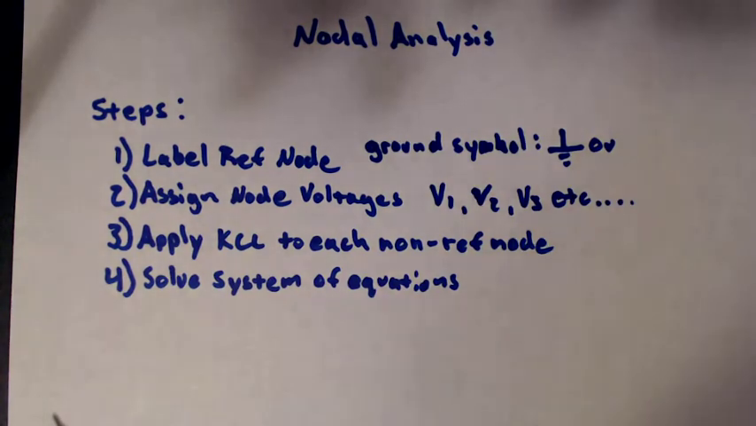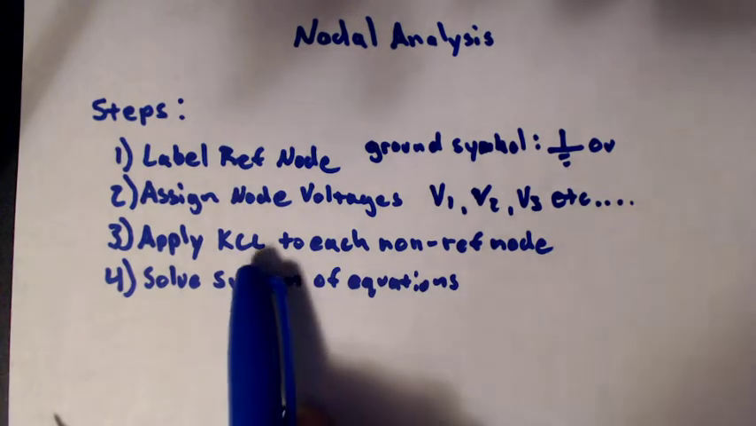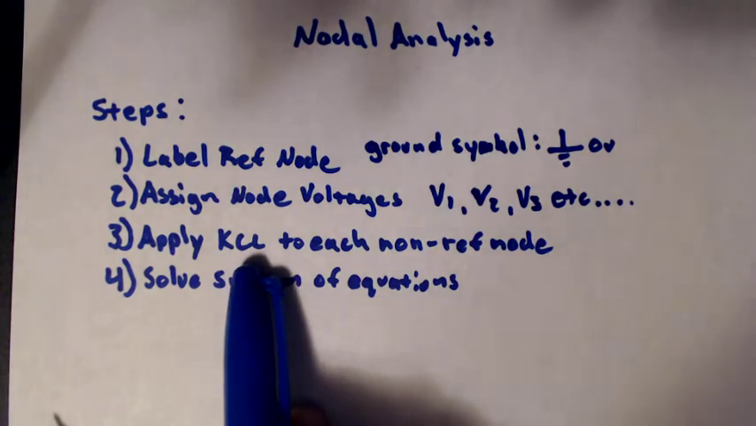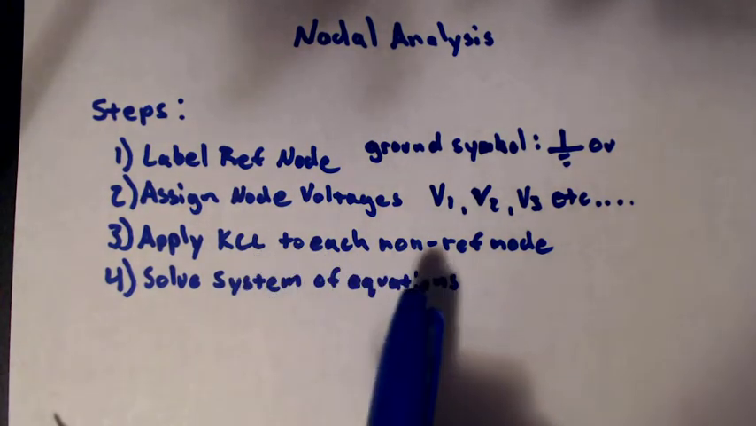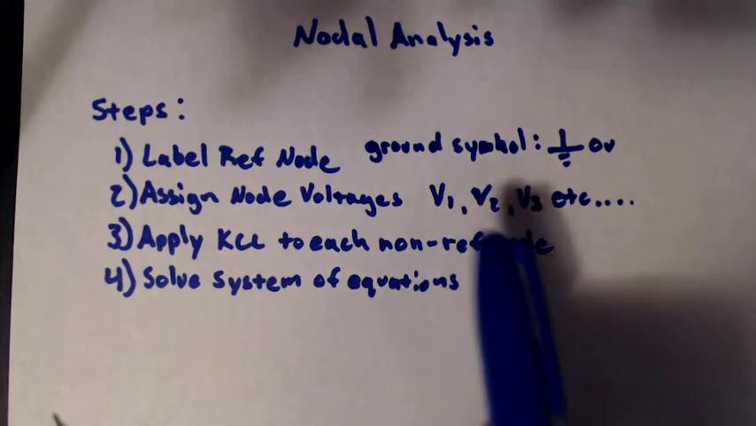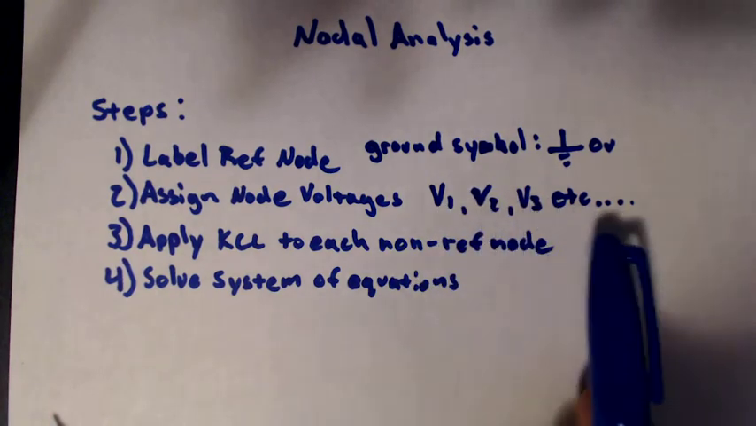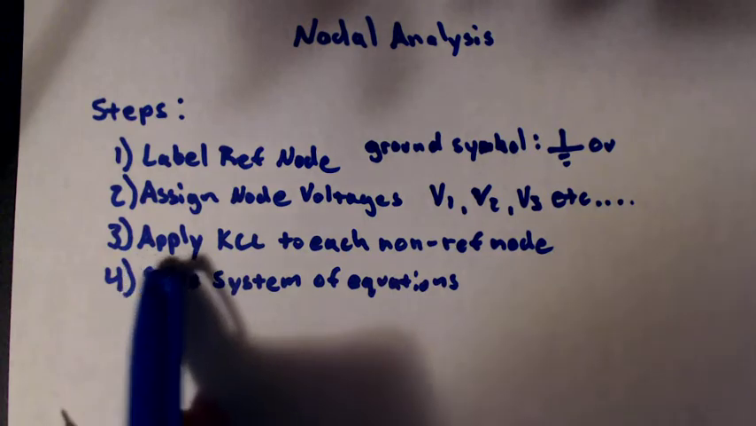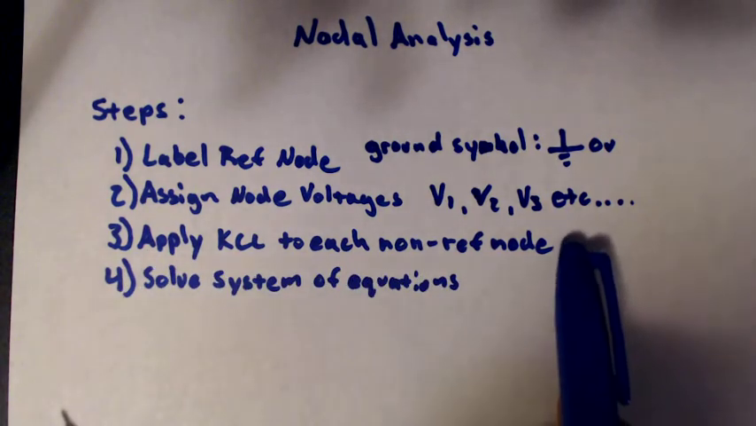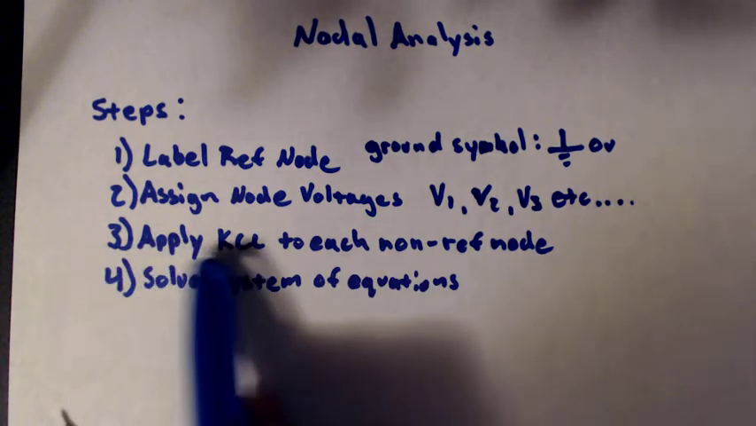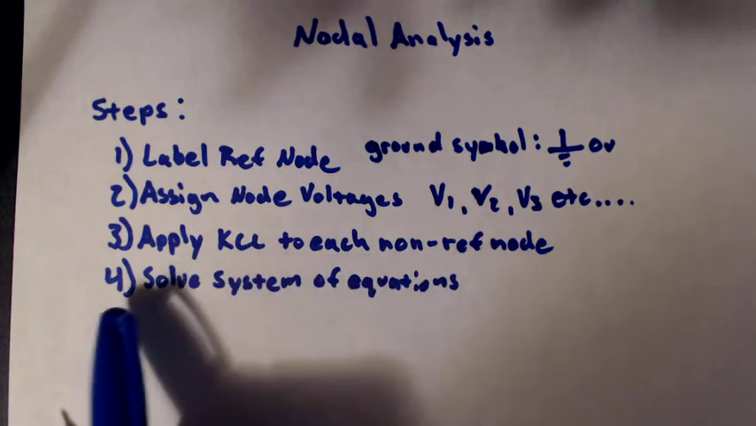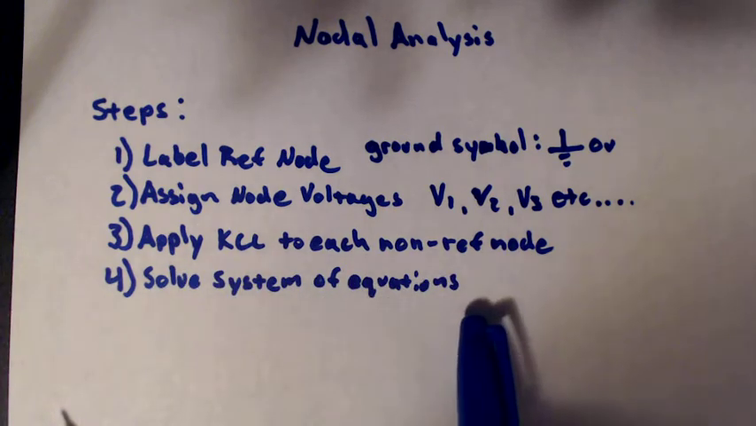Once we have that, we'll apply KCL. In other words, we're going to write some Kirchhoff's current law equations for each non-reference node. That would be your V1, V2, V3, etc. And then we'll have a set of equations once we're done with step 3, and then we'll just have to solve that system of equations.